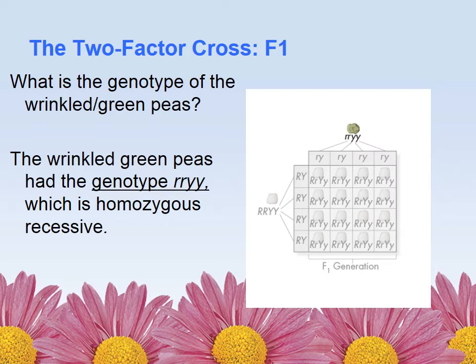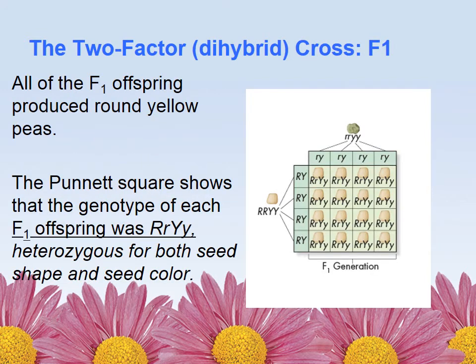Now, when you cross two of the true breeding peas that have two genotypes, they both come out heterozygous. As far as their phenotype, they're going to be round and yellow, and the genotype for the F1s is going to be big R, little r, big Y, little y, which makes them heterozygous.